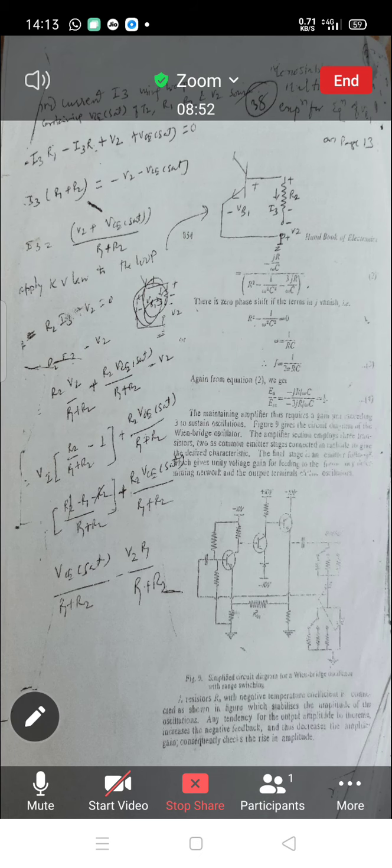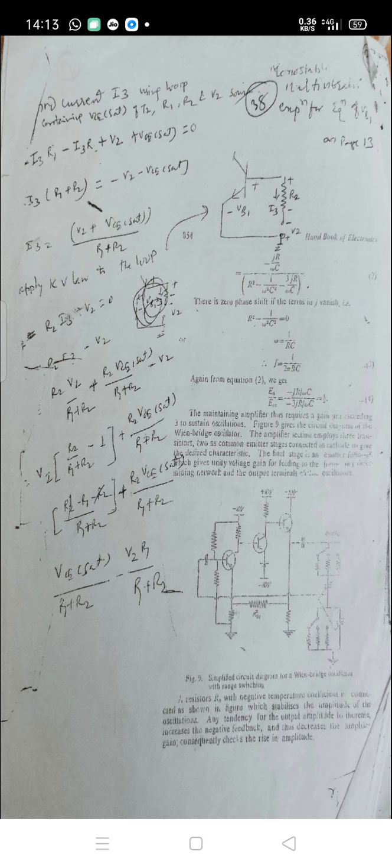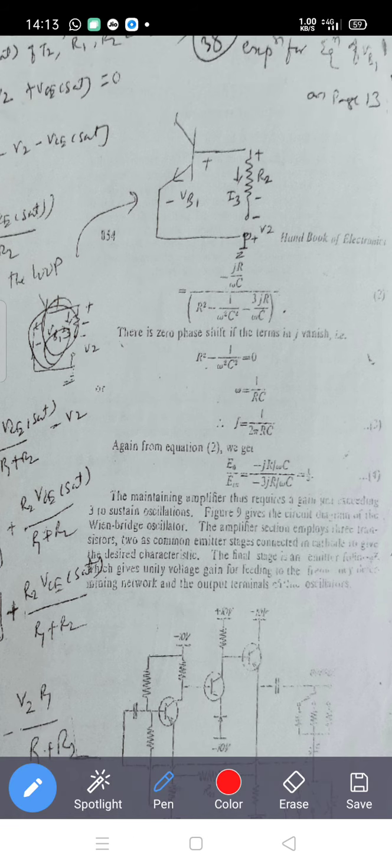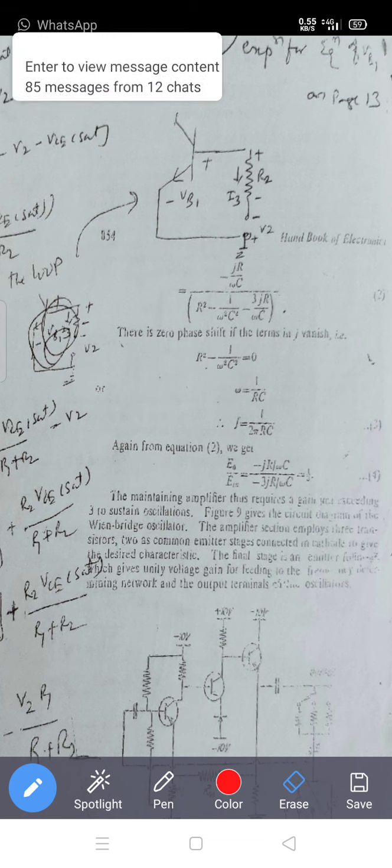So then from this equation we can write minus jr divided by omega c divided by r square minus 1 upon omega square c square minus 3 jr upon omega c. So this much we have to consider only. Now there is a zero phase shift if the terms in the j vanish.